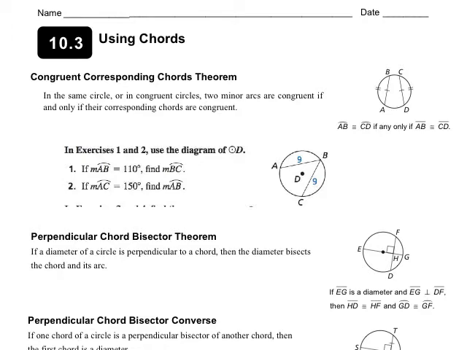Okay, then it gives us an exercise. It says if measure of AB equals 110, find the measure of BC. You can see that chords AB and BC are congruent, so their corresponding arc lengths AB and BC should be congruent as well, so that'd be 110. If AC was 150, find AB. I'll give you about 10 seconds to figure that one out.